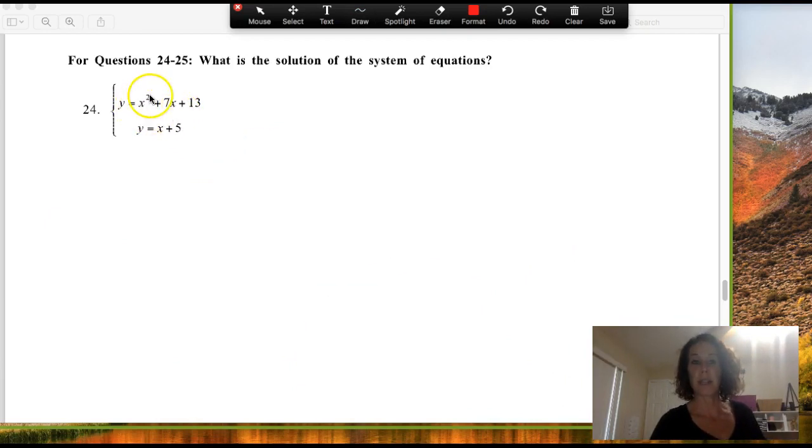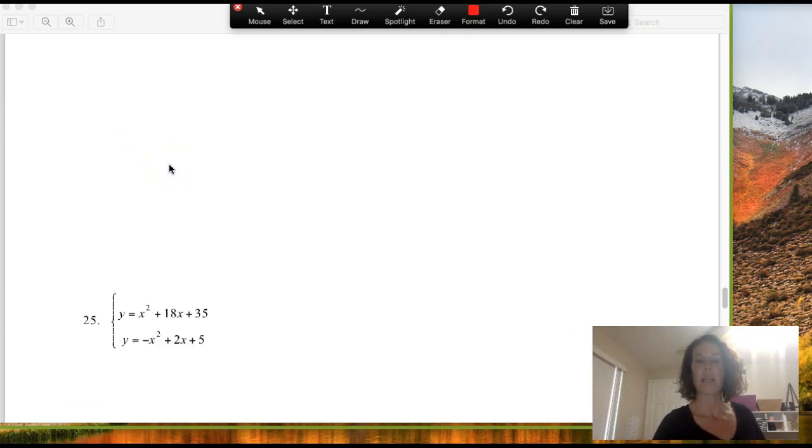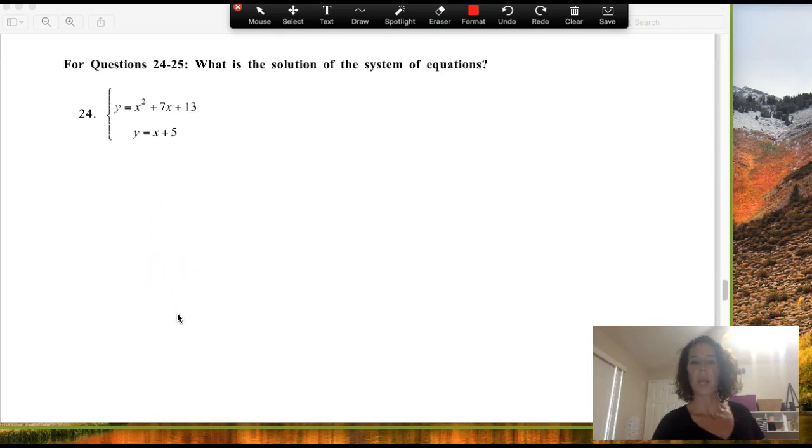I can tell because it's an x squared is the leading term of my polynomial. Here I have a linear function. I can tell because x is the largest term. Here I have two quadratics. So I can graph this and see what this looks like.